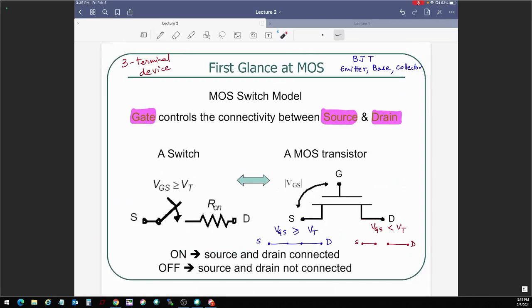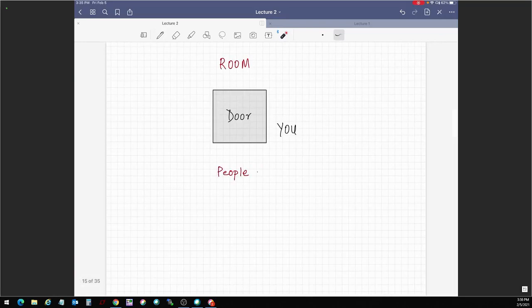Now, there are two variations of this. The one that we have been talking about is the traditional nMOS transistor, but there is also the opposite of it, the pMOS transistor. I also want to talk about these three words: the source, the drain, and the gate. Those three terminals in some context are very commonly used, right?